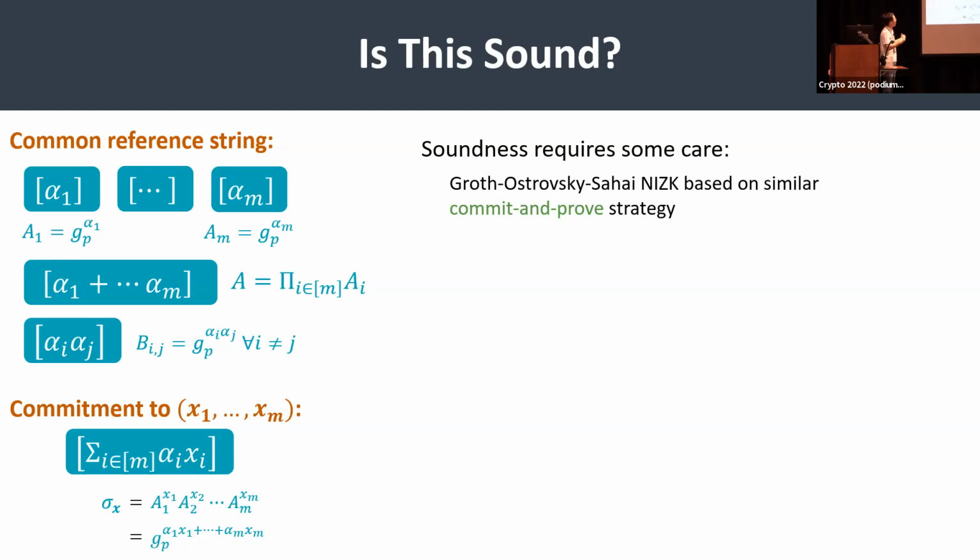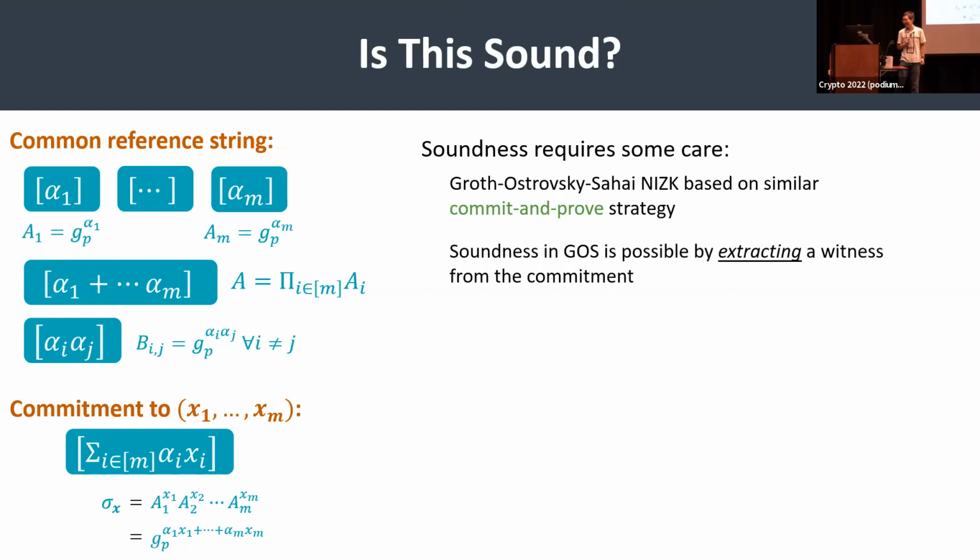If we come back to the original commit-and-prove strategy used to build non-interactive zero knowledge by Groth, Ostrovsky, and Sahai, they had a very similar type of strategy. So how did they argue soundness in their construction? In their setting, they relied on the ability to program the CRS in a way that it is possible to extract a witness from the commitment itself. And for a false statement, no witness exists. This is sufficient to argue soundness, in fact statistical soundness, of the construction.